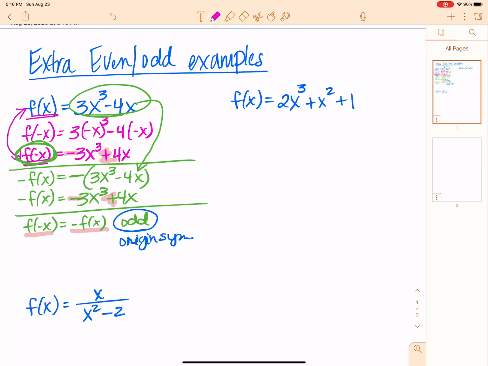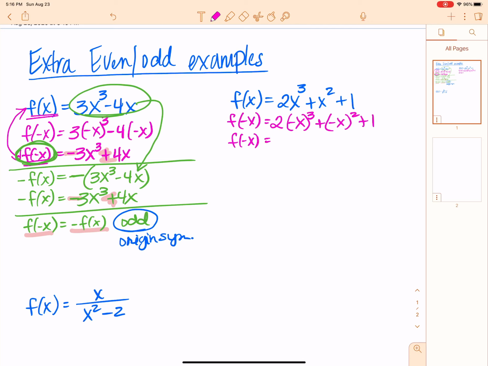I'm going to start in the exact same way. I'm going to find f of negative x. So 2, use parentheses to substitute in a negative x to the third, plus negative x squared plus 1. Now I'm going to tidy it up.